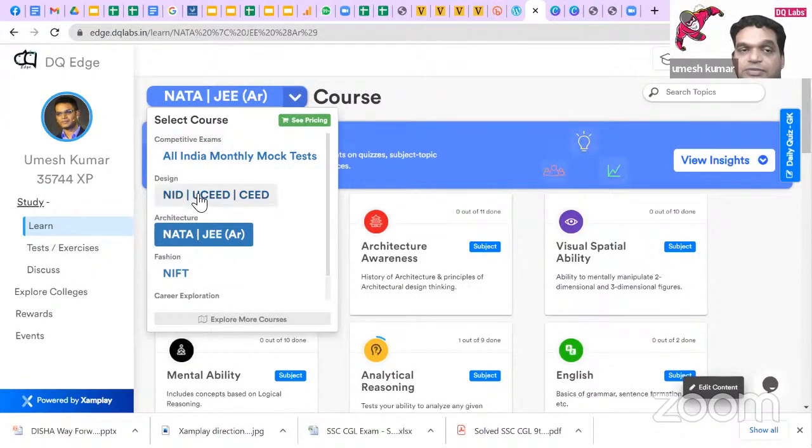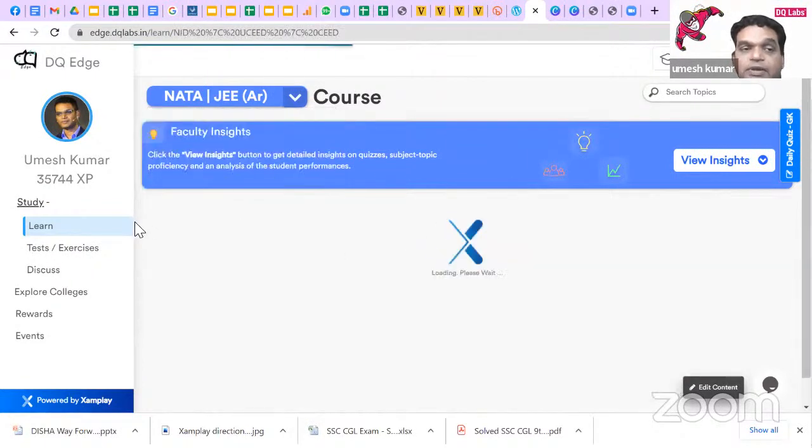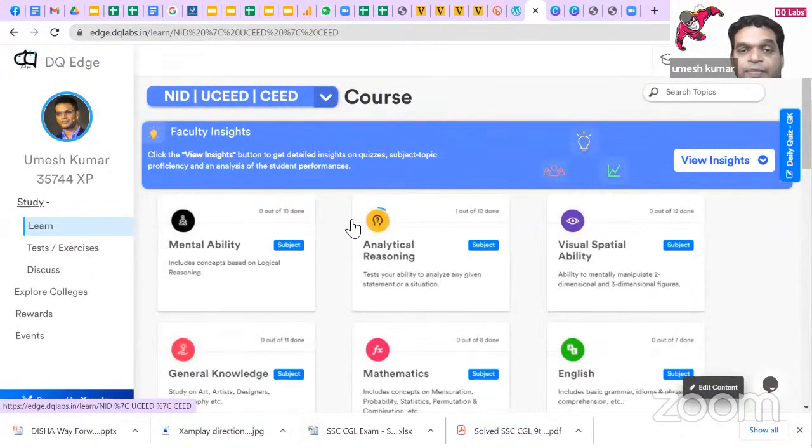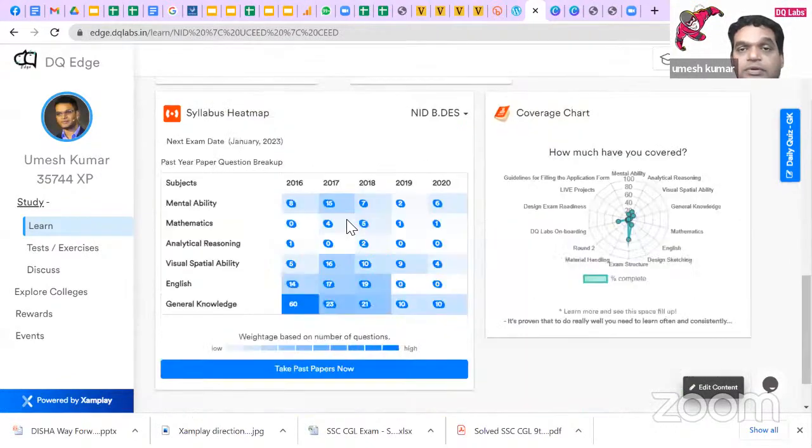exams. Like for example, if you see NID DAT, again go to the learn part, and then you scroll down, and here you can see BDS, the question format. All right. So if you see, that's completely dropped. I mean, it's like hardly 10 questions, right? So certain information can be understood like this.